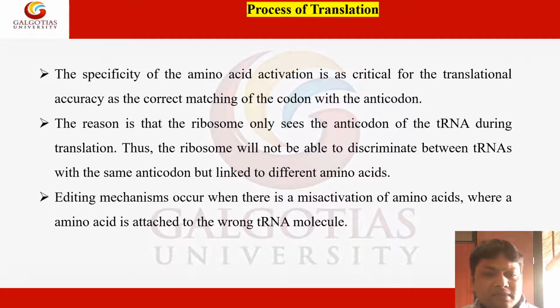The specificity of amino acid activation is as critical for translational accuracy as the correct matching of the codon with the anticodon sequence present on the transfer RNA. The reason is that the ribosome only sees the anticodon of the transfer RNA during translation. Thus, the ribosome will not be able to discriminate between transfer RNAs with the same anticodon but linked to different amino acids. That's why editing mechanisms occur when there is a misactivation of amino acids, where an amino acid is attached to the wrong transfer RNA molecule.